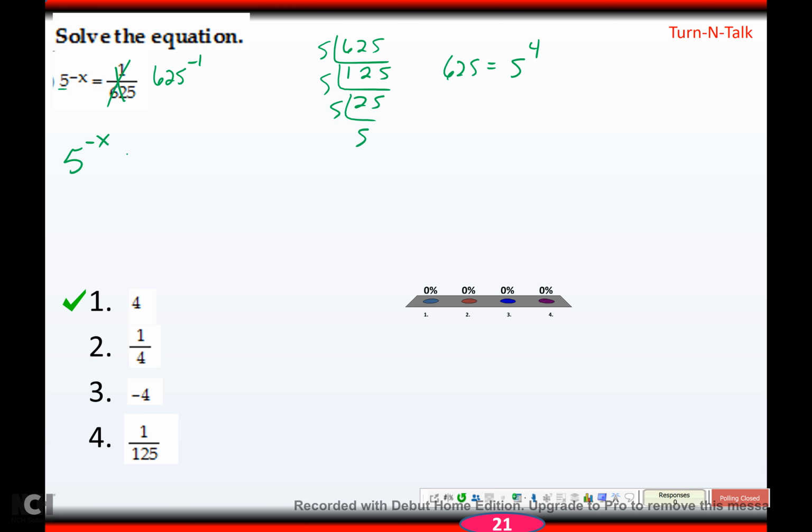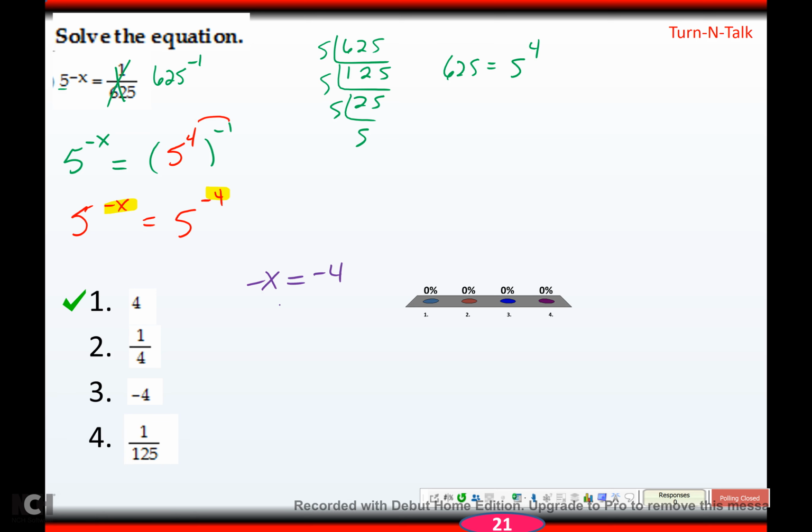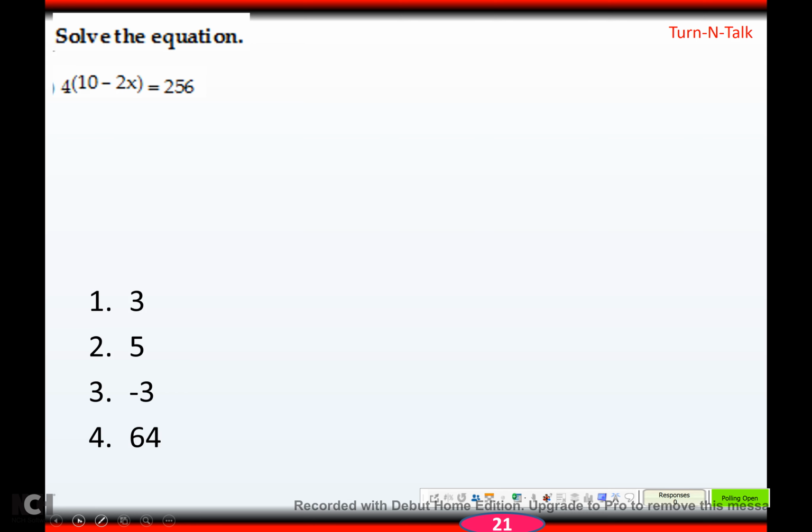So I have 5 to the negative x equals, I'm going to rewrite that. Just the 625. I'm not doing anything with the exponent, and I'm going to write it as 5 to the 4th. So then I distribute, no, not distribute, power, and I get 5 to the negative 4th. So now that my bases match, my exponents have to be equivalent, so set up an equation with them. Negative x must equal negative 4, divide by negative 1, x has to equal 4. Alright. Try this one, hit pause, come back when you're ready, and hopefully you got 3.